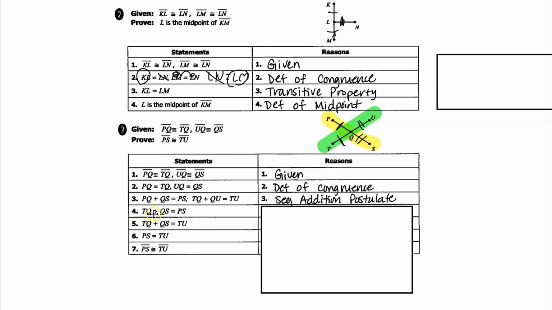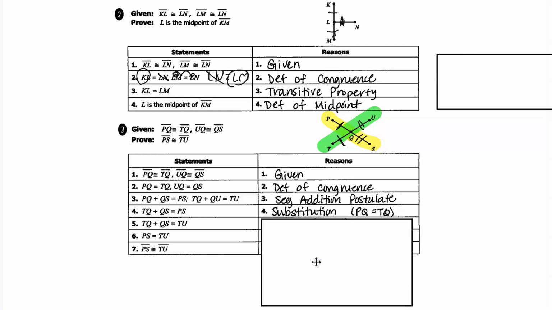Next thing we have is TQ plus QS equals TU. So it's saying TQ here plus QS equals TU. So we look at in the diagram, it says that TQ plus QS equals TU. When we look at it, we're just substituting PQ for TQ. So let's look at it here. Here's PQ, here's TQ.